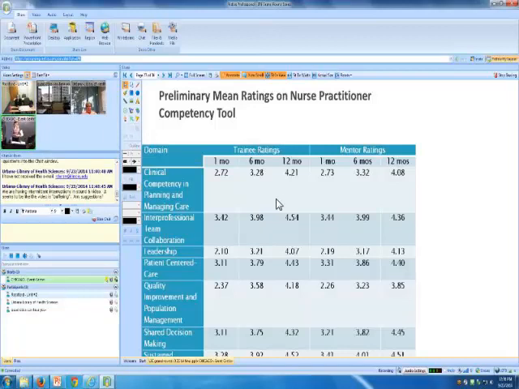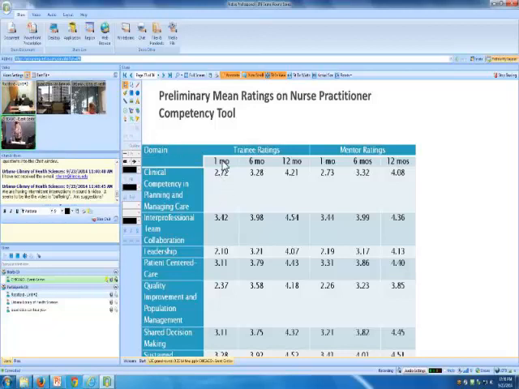This is a scale of 1 to 5, and 1 is that they can observe only. 2 is that they need direct supervision. 3 is that they need supervision periodically. 4 is that they can perform without supervision, and 5 is they can supervise others. So that's the rating scale. That's based on the ACGME model of entrustable professional activities.